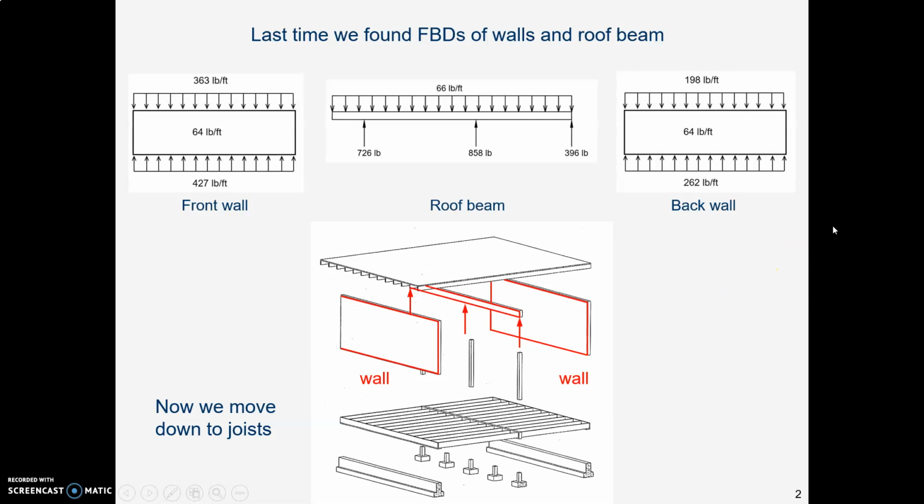And here's where we left off last time. We had created free body diagrams of the front wall, the roof beam, and the back wall. And here they are with their numbers. And here's an exploded 3D view. Now we're going to move from here down to the joists. And again, just notice that the walls are at right angles to the joists. They're perpendicular. We're always turning 90 degrees when we go down a layer.